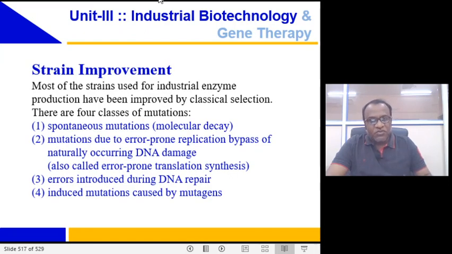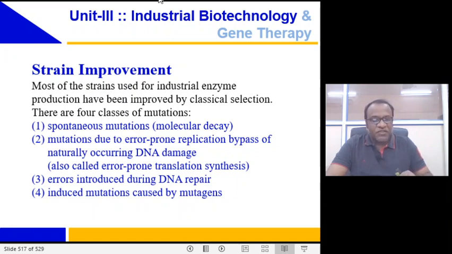Then moving on to strain improvement. Most of the strains or microorganisms that are employed at industrial scale for the production of proteases have been improved by using the approach of classical selection. So what are these classical selection approaches?